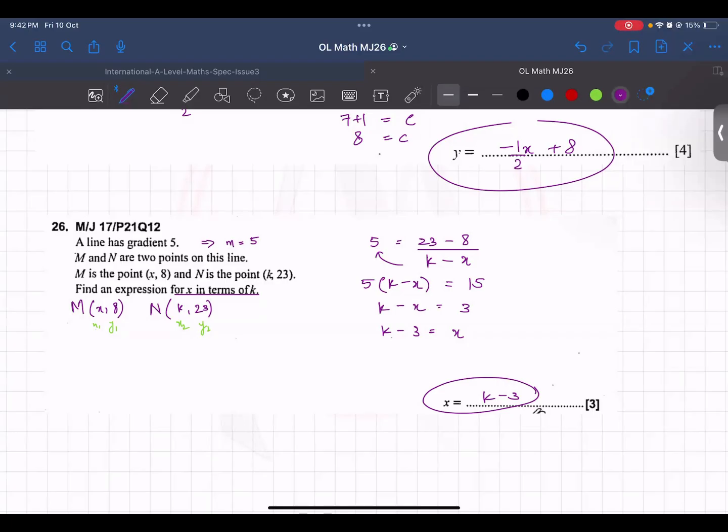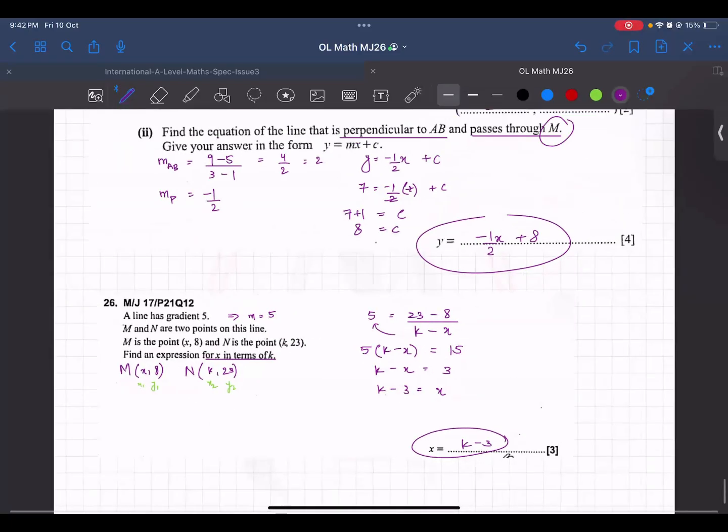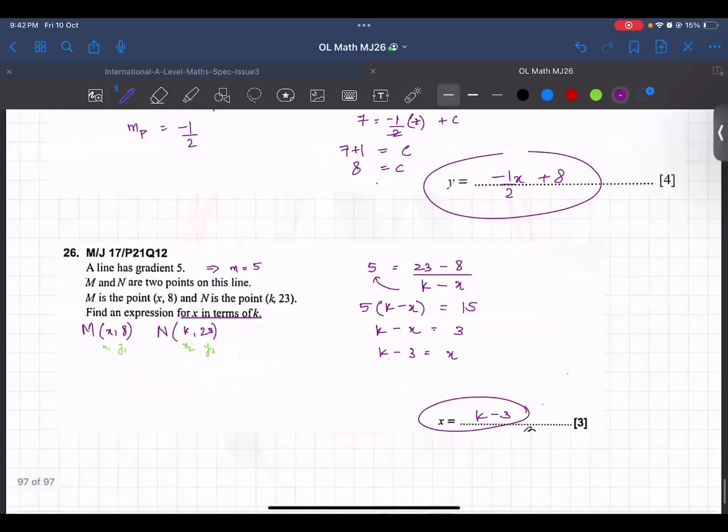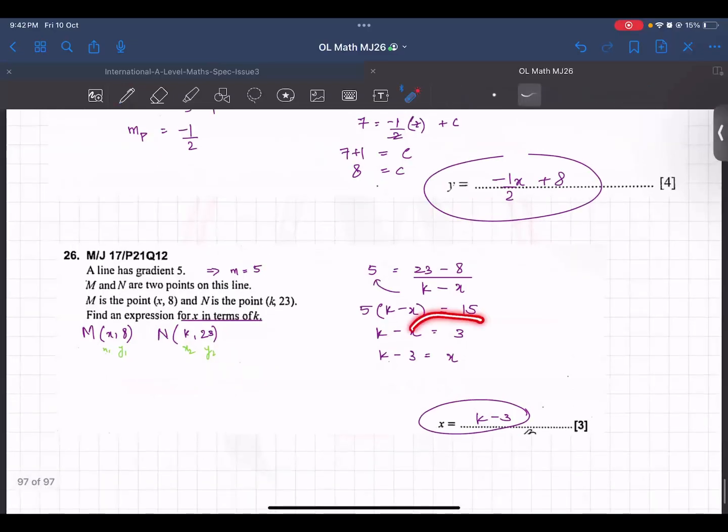Algebra. Nothing more. I moved the minus x to the other side and the 3 over here. Okay, sir. Minus x becomes plus x and 3 becomes minus 3. Easy, easy, easy.